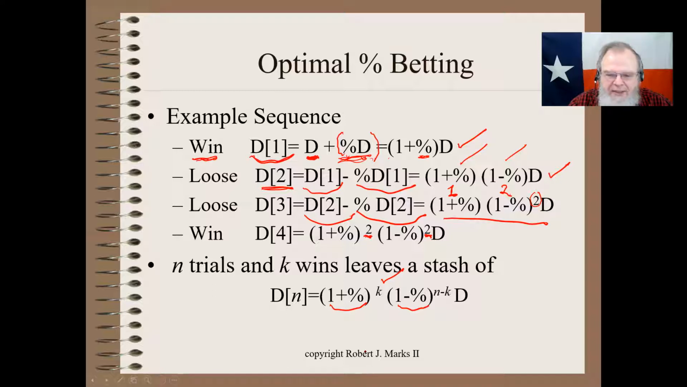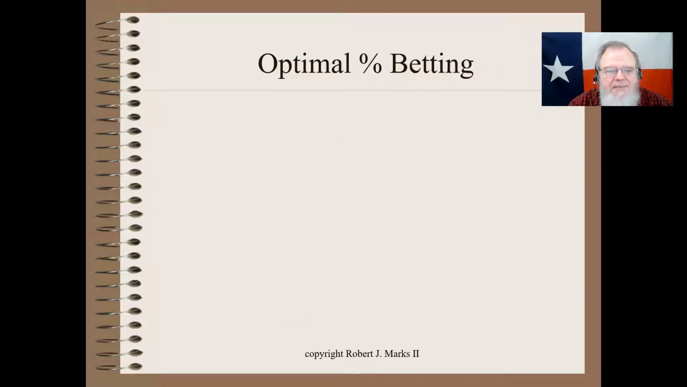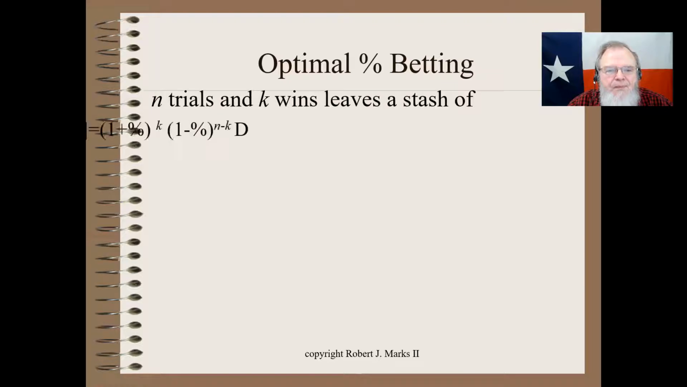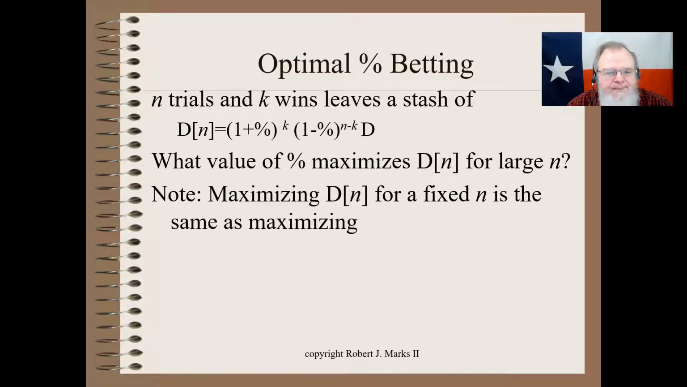And so this is the way that the percent goes. So what we'd like to do is find a percent that maximizes how much money you make asymptotically. As n gets very, very big, we would like to maximize this. So here's what we're going to do. This is the exact same equation as the previous slide. And then what value of percent maximizes d of n for large values of n? What percent should you bet?